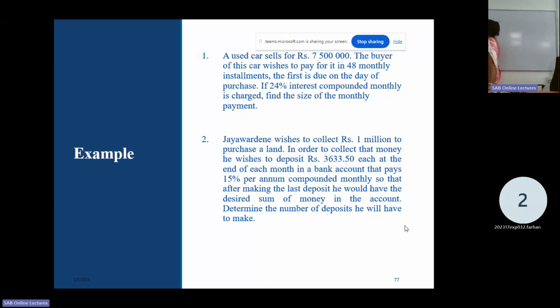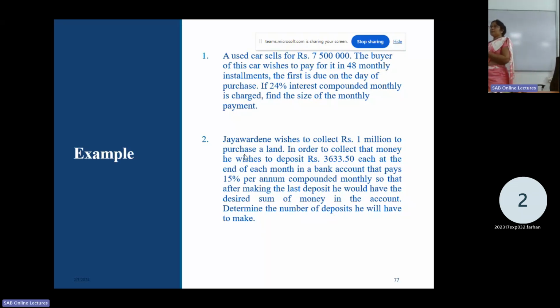Your monthly deposit, or the cash flow or the periodic payment, is equal to 3,633.50. So you are depositing this money in an account which pays annual interest of 15%, but compounding monthly. So this is the annual interest. Then you have to identify the monthly interest rate because you are making deposits monthly, so your compounding frequency should also be monthly.